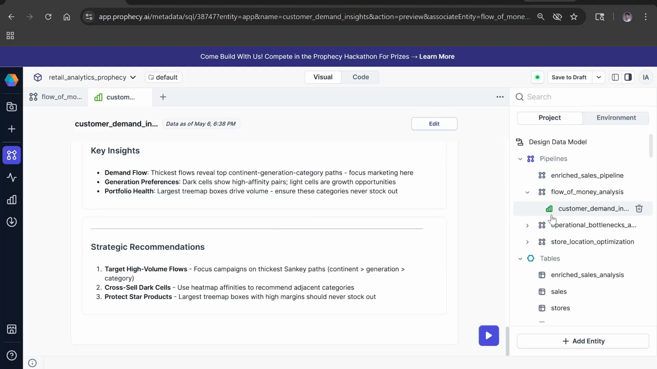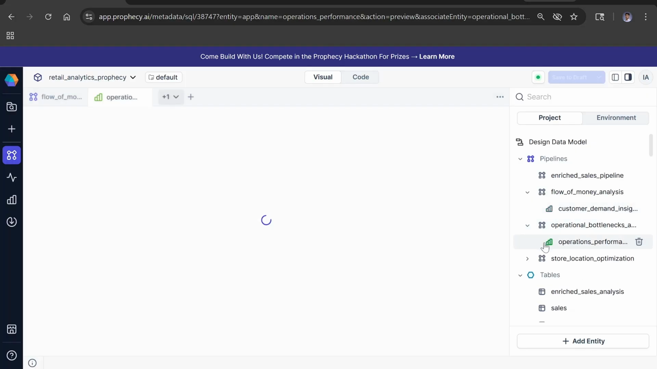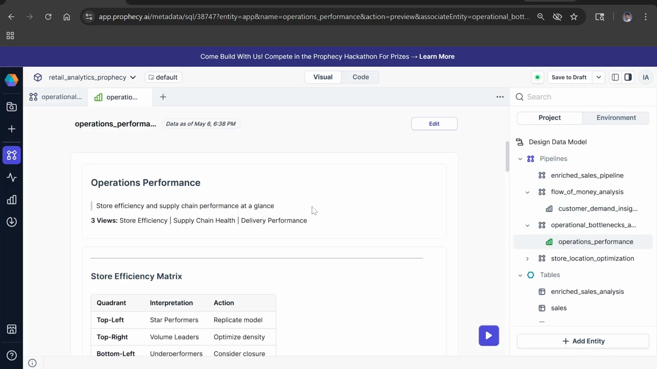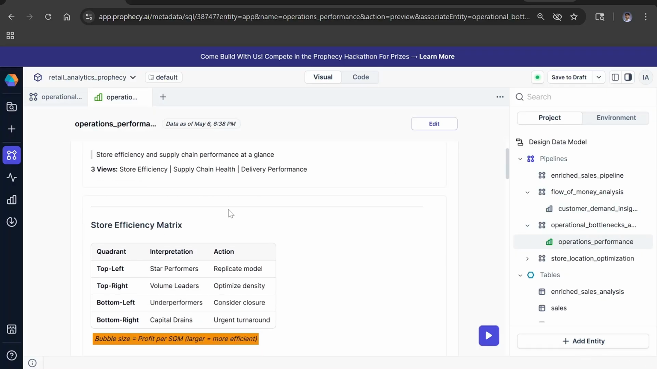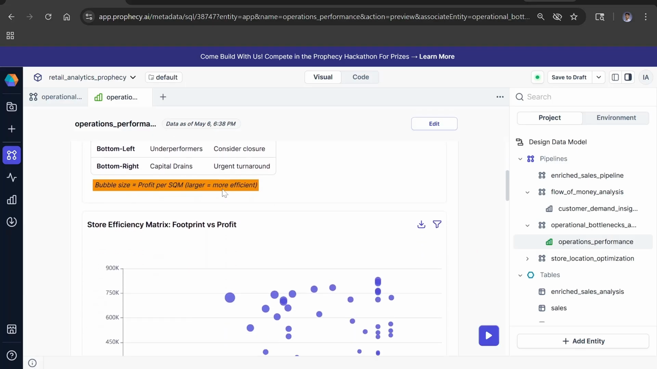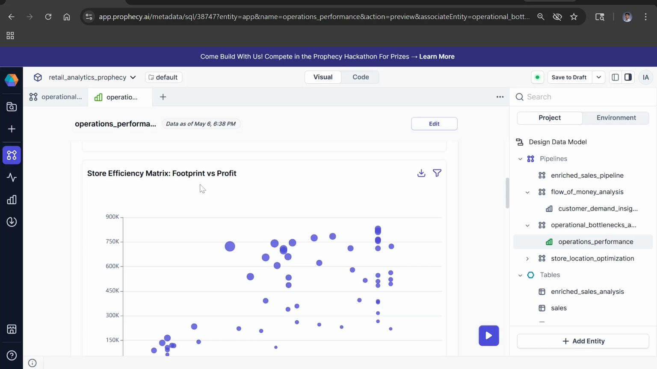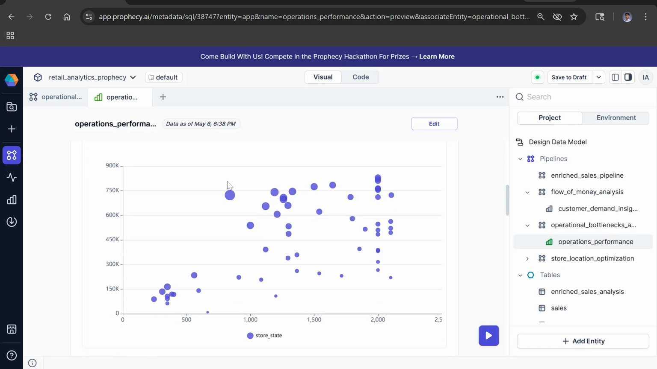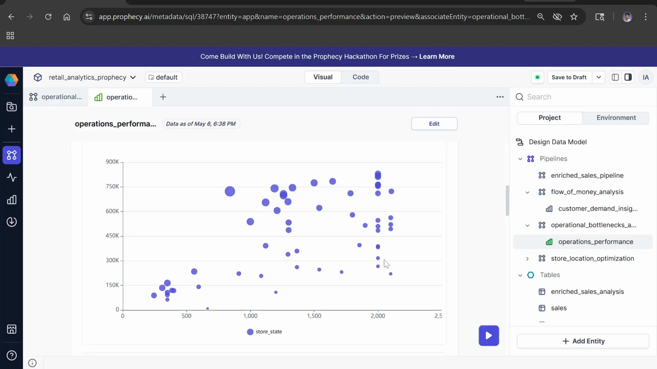The next dashboard it built is operations performance. It is the store efficiency and supply chain performance at a glance. First, it built a store efficiency metric which shows footprint versus profit, and we can see there are some stores which are doing really well and some stores which are not so well.